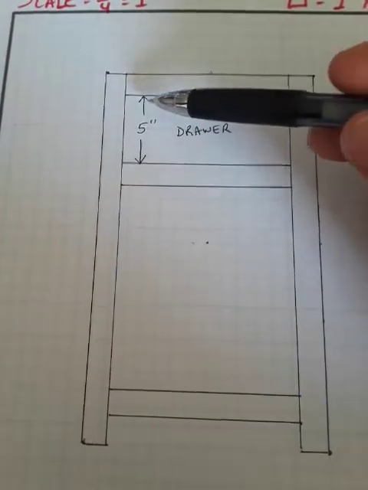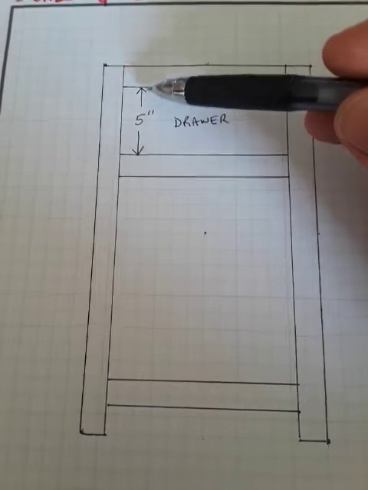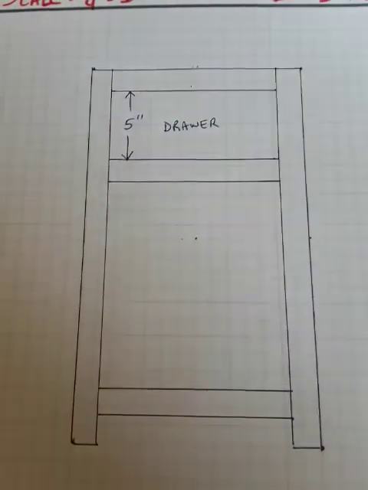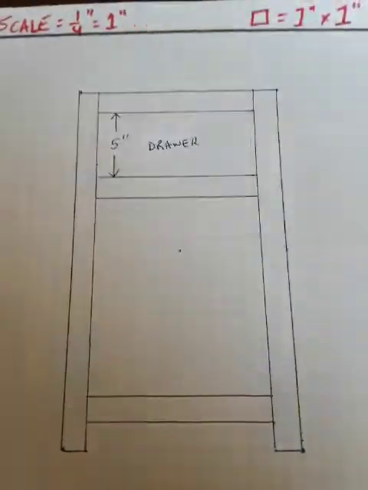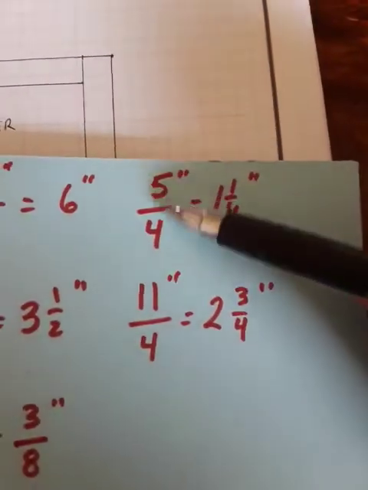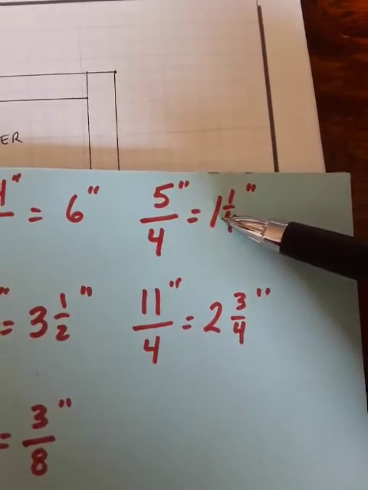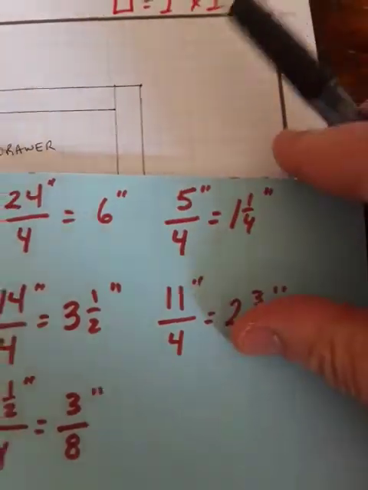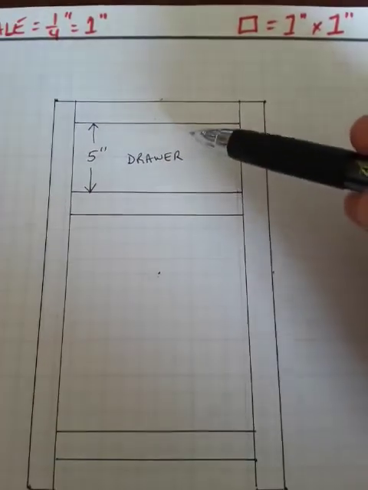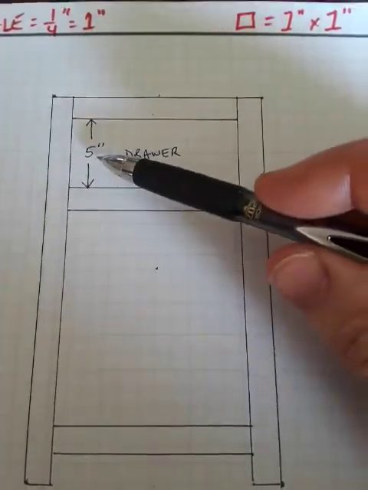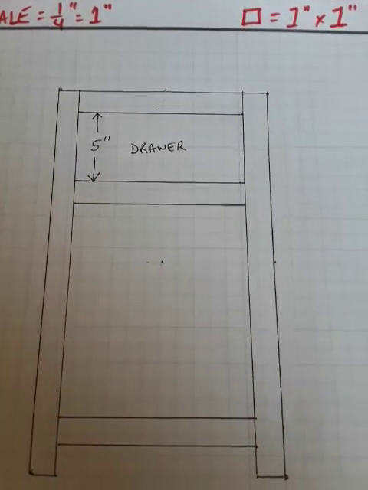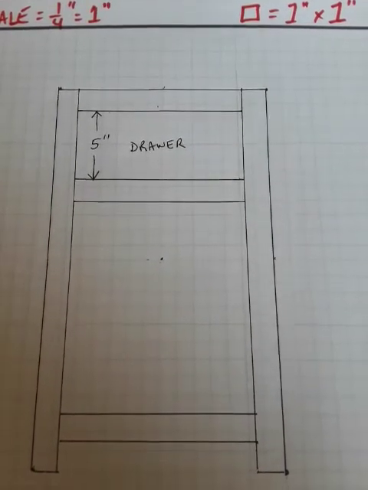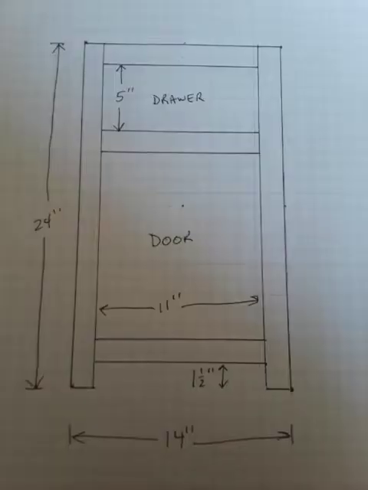All right, so again, we have 5 inches between these two lines right here. Okay, that's the opening where the drawer is going to go. Also, here's our scaling again. That opening would actually be 1.25 inches measured from here to here. I listed 5 because that's the true measurement. All right, so why don't you stop the video and let's get caught up.